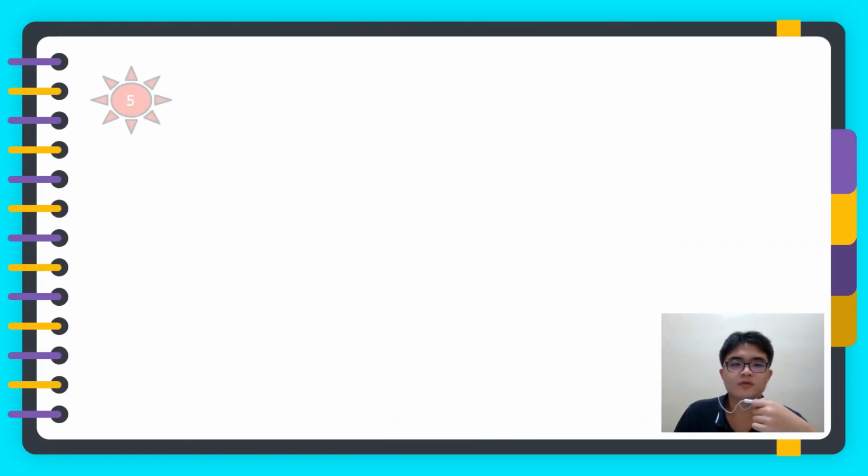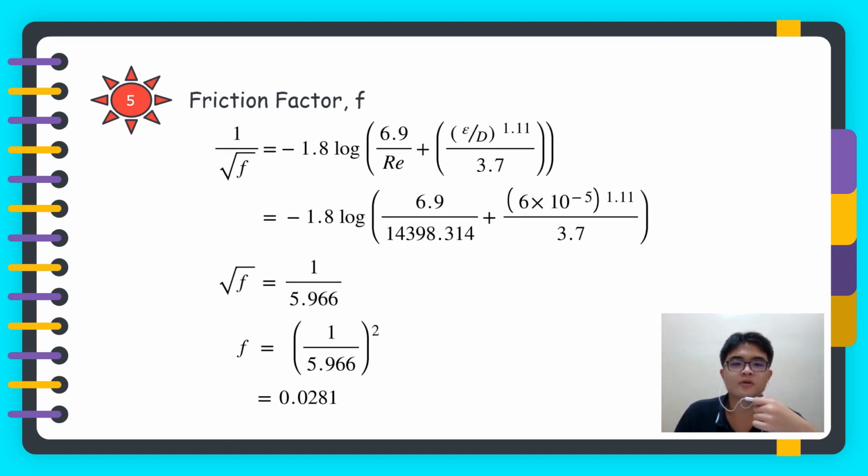After that, we need to calculate the friction factor, and we apply the Colebrook equation to determine it. In this Colebrook equation, we need to insert two values, which are the Reynolds number and also the roughness of pipe, and these two values we already obtained from the previous calculation, and we just insert them. So finally we get the friction factor to be 0.0281.